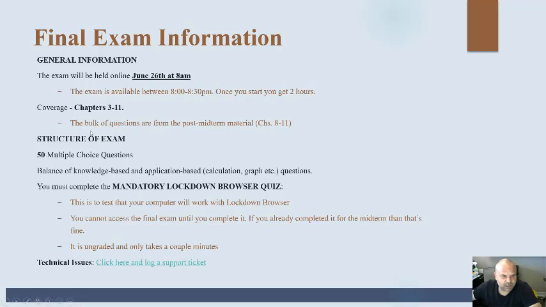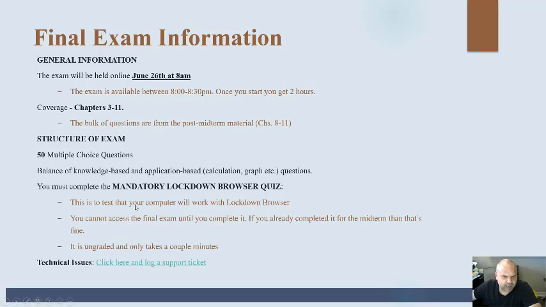The coverage will be on chapters 3 to 11, but the vast majority of questions will be from the post-midterm material, that is chapter 8 through 11. So the exam is going to have 50 multiple choice questions, and it's going to be a rough balance of knowledge-based questions and application-based questions. So there you could be given a graph or a table and have to do some calculation.